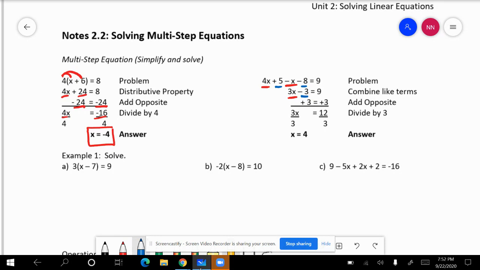We add the opposite. So that's why we're adding 3, because that's the opposite of negative 3. And that gives us 12. The opposite of multiplying is dividing. So when we divide by 3, we get 4.